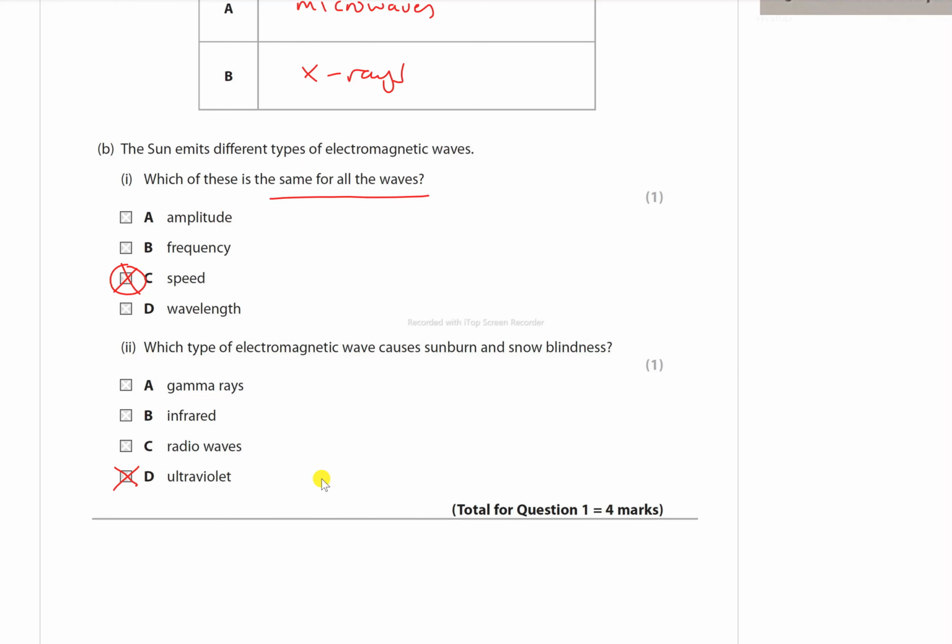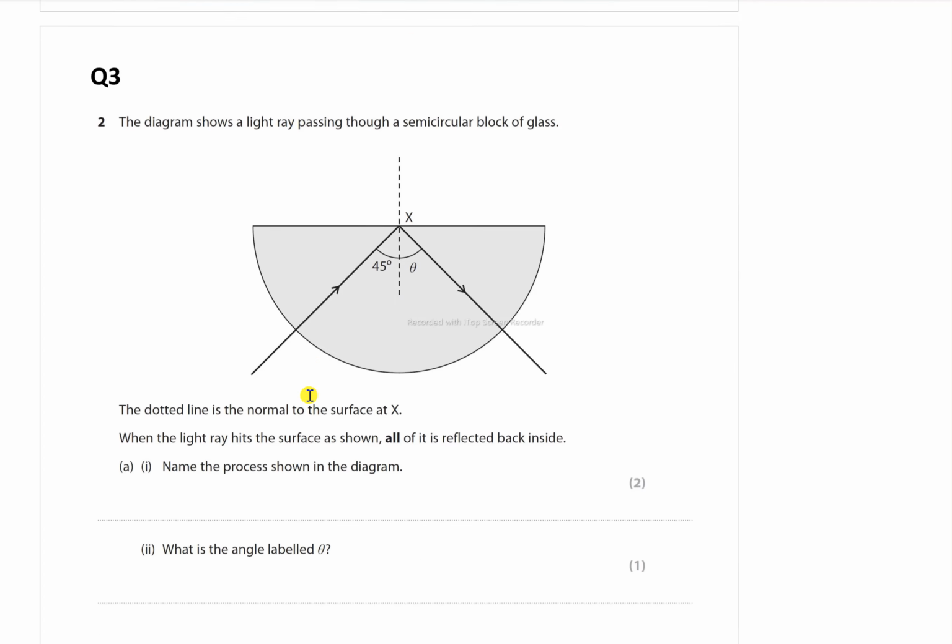Ultraviolet. If you're in the sun for too long, it can burn you. But I think about 20 minutes or half an hour exposure on your skin is good because it produces vitamin D. Okay, let's keep going.